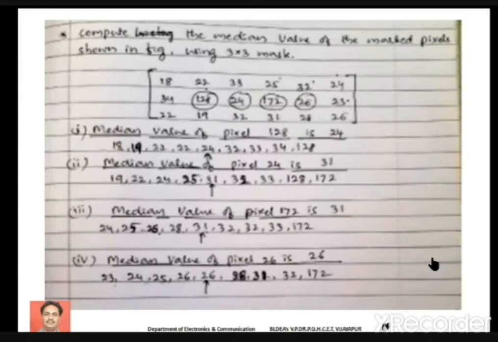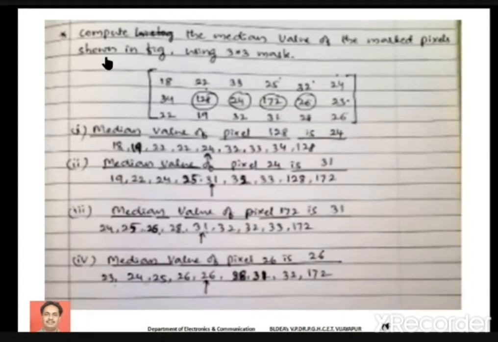But if you have an even number of values, then you arrange them again in ascending order, but you take the two middle values and find their average. That itself will be the median. Based on that concept, we have a problem. In the exam, you may get such questions.